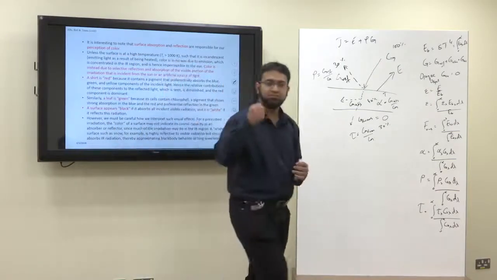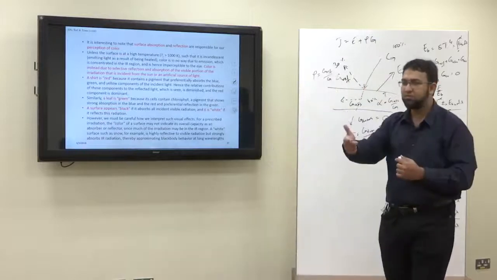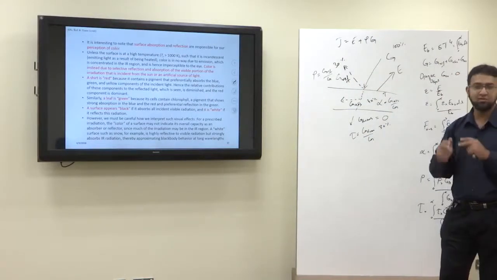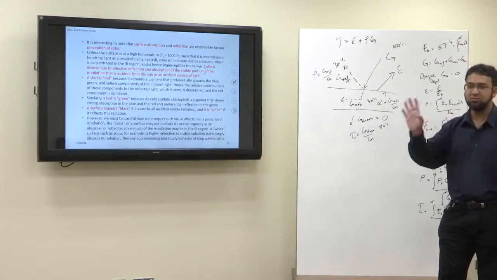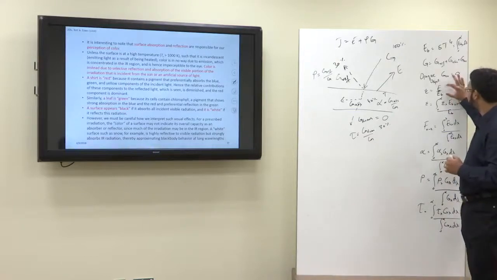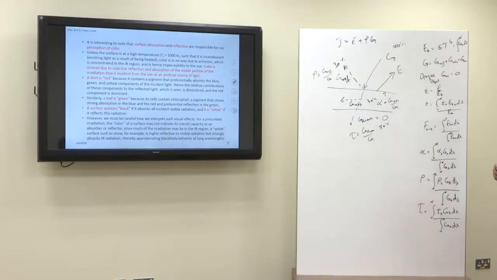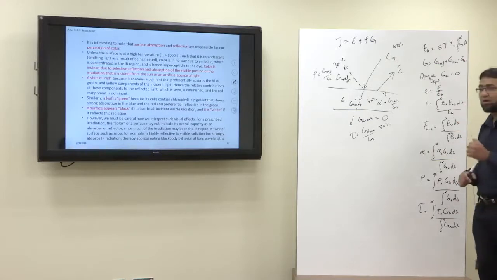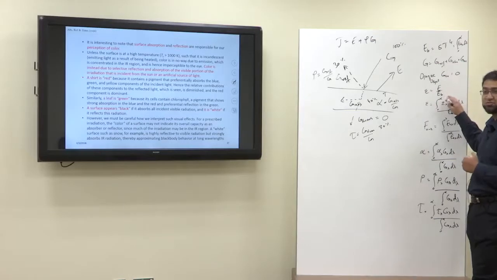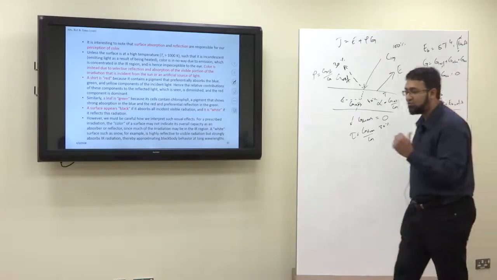So a black body is a perfect emitter, a perfect absorber, and a diffuse emitter. It emits the same amount in all directions. Is that clear? So we define this term: emissivity is equal to E upon EB. Emissivity is also a ratio, a ratio of two energies.